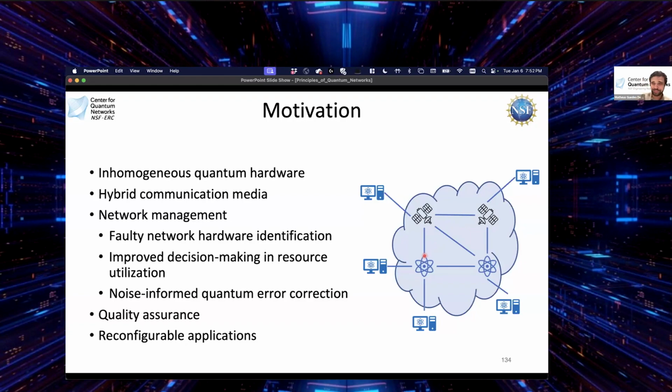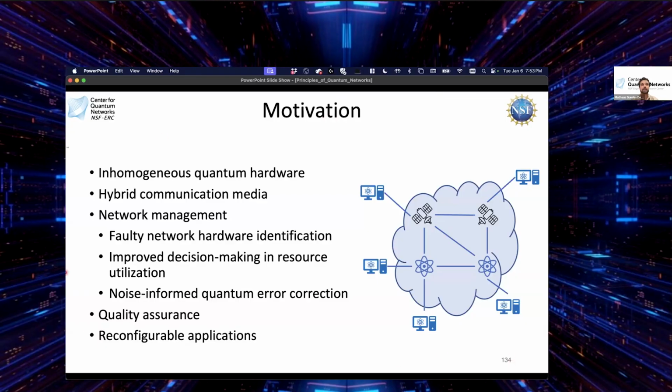One thing that I think is also pretty cool is that if you can do network characterization in an end-to-end way, you can do quality assurance. For instance, imagine that you are paying for some service from a quantum internet service provider, and you would like to validate if the service you're getting is actually the service you're paying for. If you can do that sort of characterization without relying on the direct access of the quantum service provider to tell you how the network is operating, you can do some sort of quality assurance. And also, you can implement reconfigurable applications that change their behavior based on the levels of noise of the network at a given point in time.